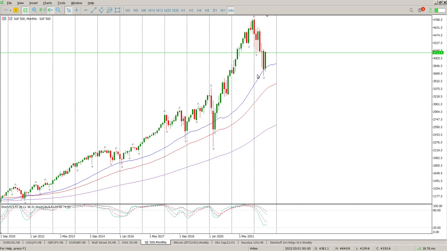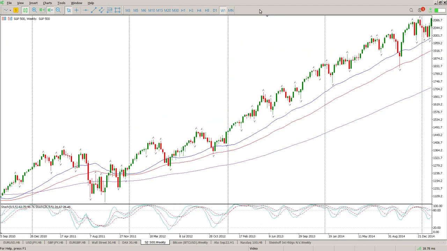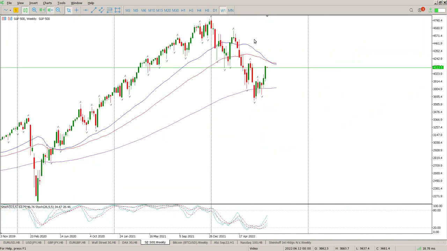So this is looking more and more like a flag. Previous move up, retracement, close the gap. Next move up is a break of the flag and up. So if you look at the monthly, really looking interesting going into the close of the year.